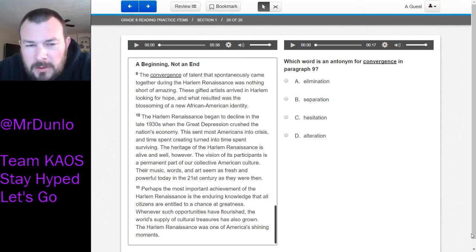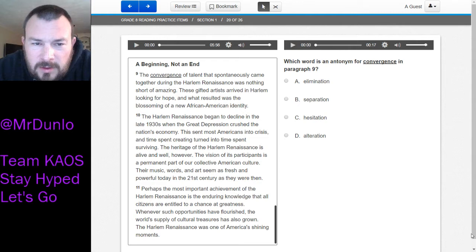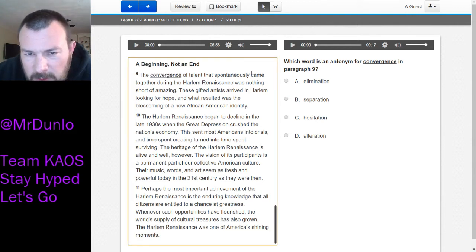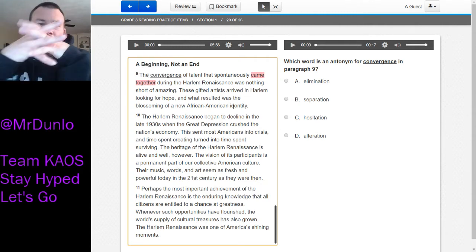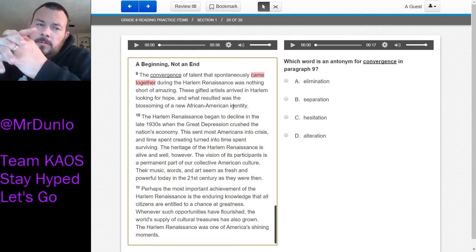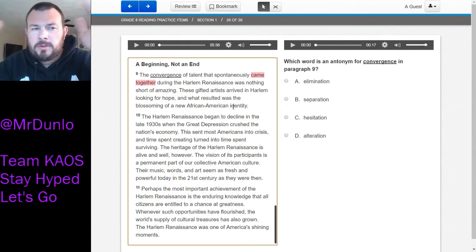So we got to look at paragraph 9. The convergence of talent that spontaneously came together during the Harlem Renaissance was nothing short of amazing. All right, so the convergence. Let's act like I never heard this word before. Convergence. Spontaneously came together. Okay, cool. So converging means coming together. So the talent that came together, they converged during the Harlem Renaissance. So the opposite of coming together is separation. That's your correct answer.